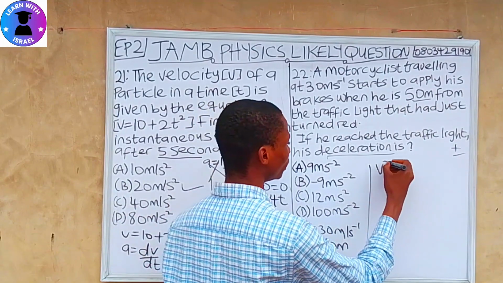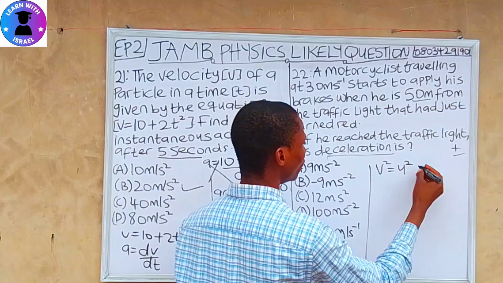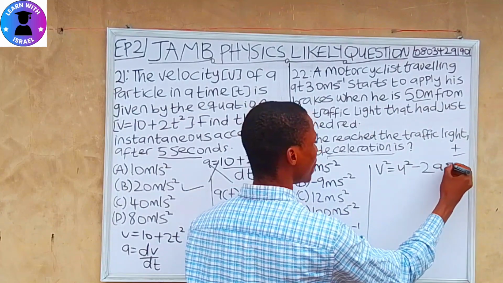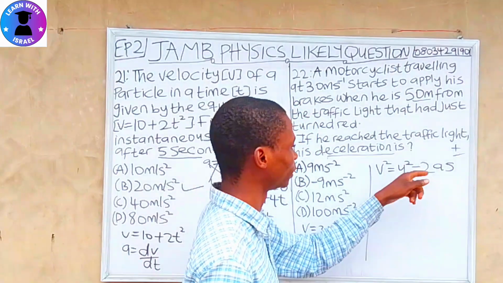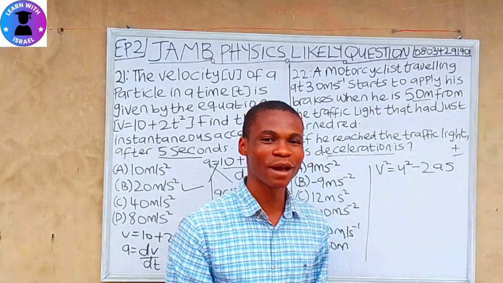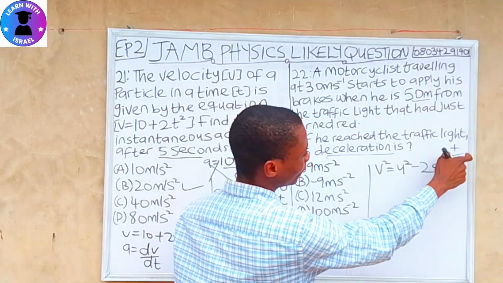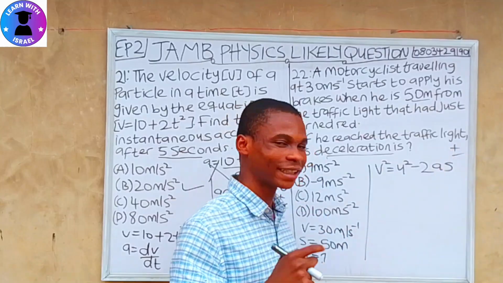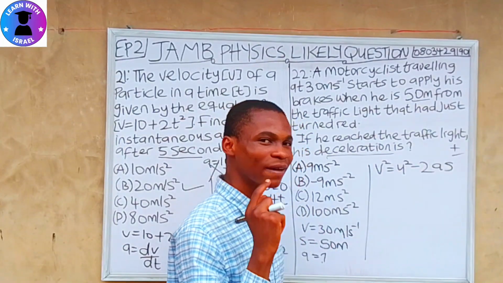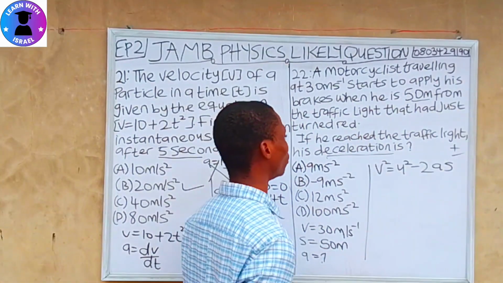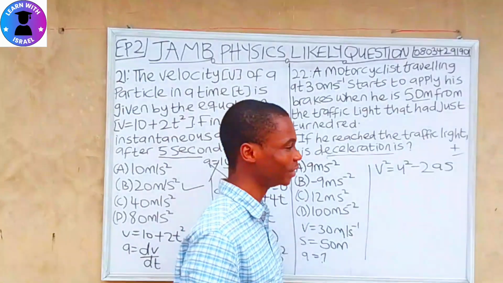So we'll be using v squared equals u squared minus 2as. Why are we using minus? We should be using plus, but why are we using minus? Because we have to solve for the deceleration. I explained that for deceleration it is minus and for acceleration it is plus. So it's very important to note the question and to study it before answering it.